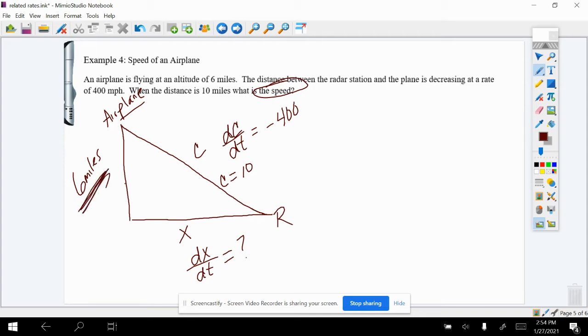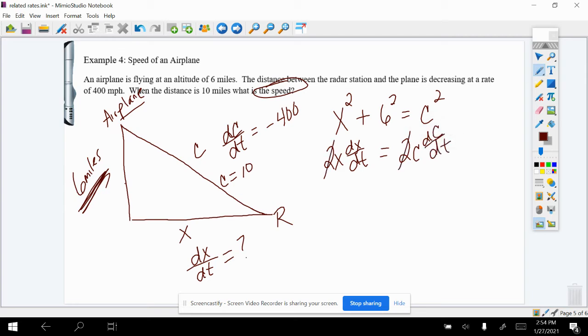Now this is not changing, so I'm going to leave that as 6. So I can write a formula that connects them all and say that x squared plus 6 squared equals c squared. The reason I didn't put a variable where the 6 is, is because that's not changing. It's constantly flying at an altitude of 6 miles. So I'm going to take the derivative, which is 2x dx/dt. The derivative of 6 squared is just 0, and that's going to equal 2c dc/dt. The 2's will cancel if you want to do that.